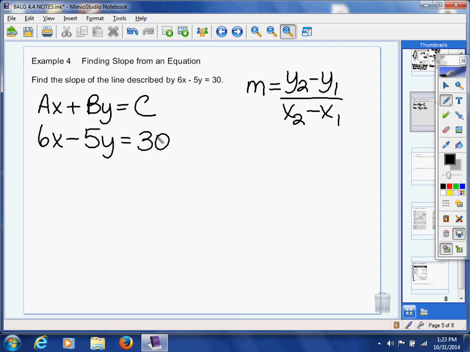Very good. Now, in order to use the slope formula, you need to know 2 points. You're probably thinking to yourself, I don't see 2 points. How am I going to use the slope formula? Well, I'm going to show you. In standard form, you can easily calculate 2 points.